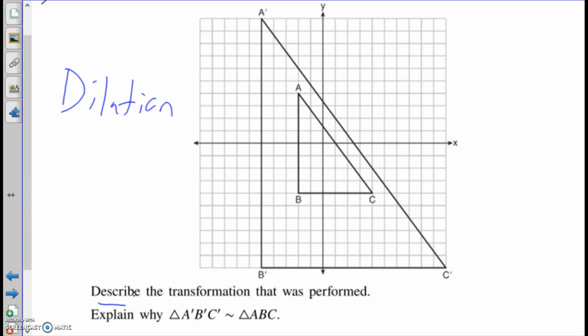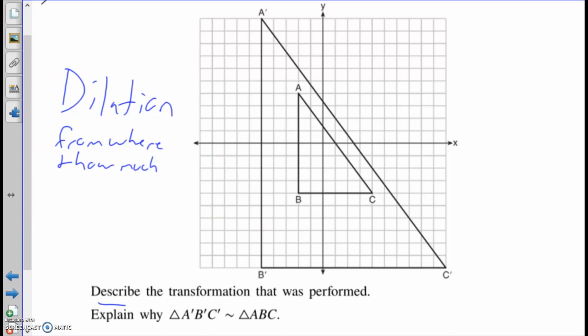When it comes to rotations, you need to say from where, how much. Reflections, across what line. A translation, by what vector. A dilation is like a rotation in that you need to say from where and how much. So where is this being dilated from?